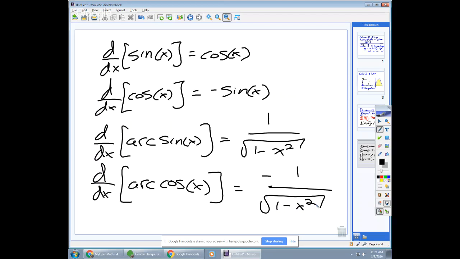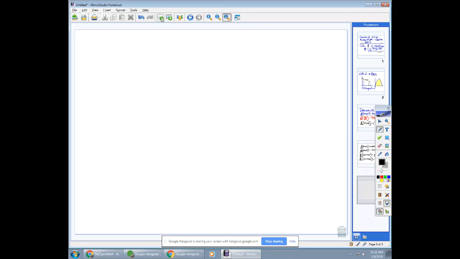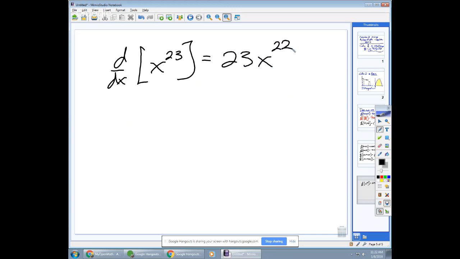How about some others? How about the power rule? Remember that one? The derivative with respect to x of some power of x, like x to the 23rd, is 23x to the 22nd. We dropped the power by 1, and we wrote that with an n in there instead. So the derivative with respect to x of x to the n would be n times x to the n minus 1.